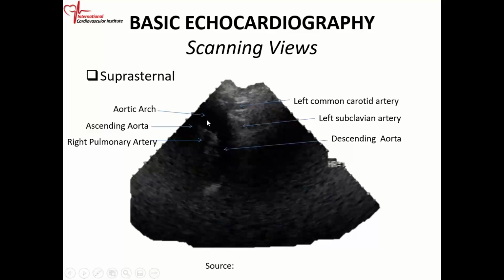So ascending aorta, the arch. So remember the vessels that come off the arch. Over on the side you're going to have the innominate, and the innominate is going to split to give you the right subclavian and the right common carotid. But this one is the left common carotid, and this is the left subclavian, the descending aorta.